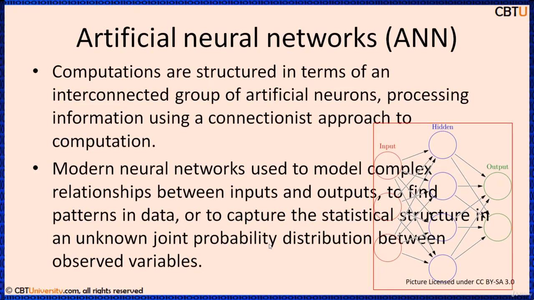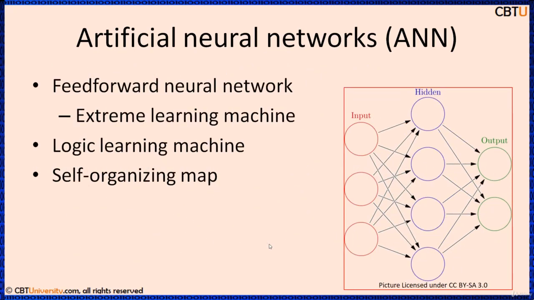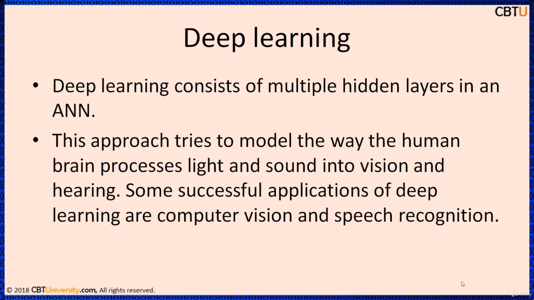In our body, we have a vast network of neurons. These are some of the methods and techniques used in artificial neural networks: feed-forward neural network, logic learning machine, self-organizing map. Deep learning is a machine learning method based on learning data representations, as opposed to task-specific algorithms.